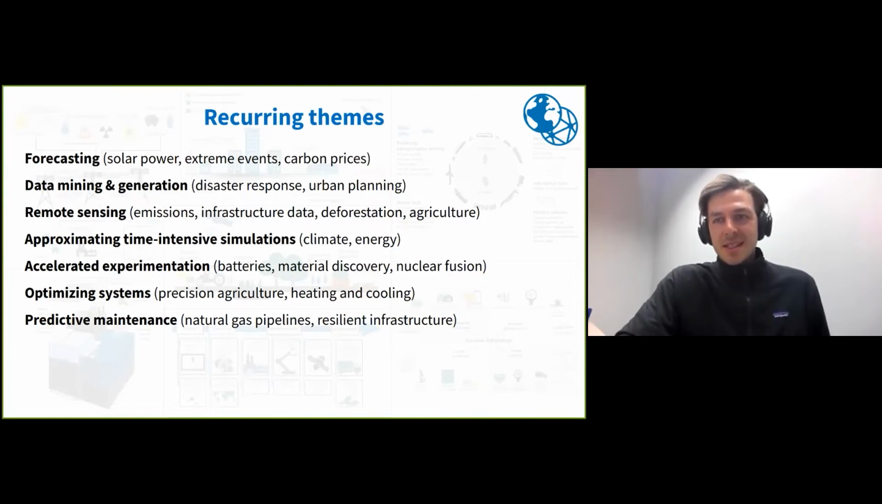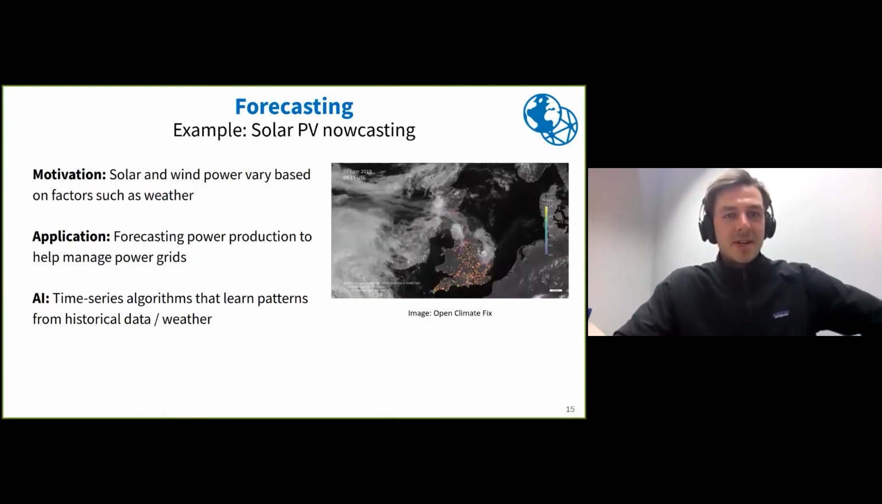And the good thing about this is that these themes are not new to climate change, but they have been studied in other contexts extensively. So we can really build on other research that has been done in other machine learning contexts and use techniques that are already available. Okay, so let's start with the first theme, that is forecasting.